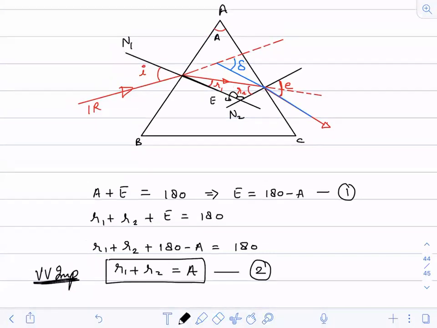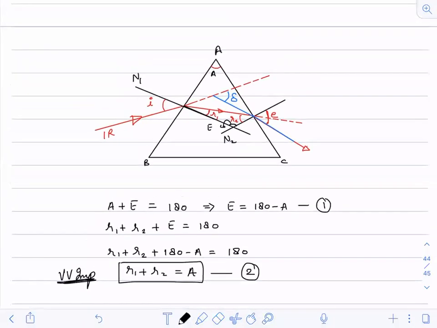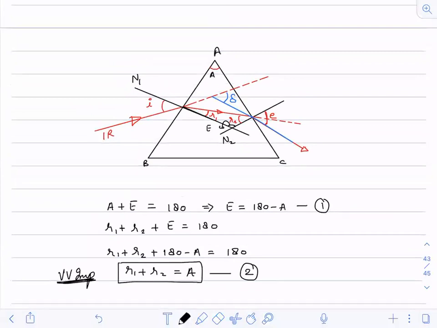Very, very important: the summation of both the angles inside the prism, the first refracted angle and the second incident angle on the surface, is equal to the angle of prism. So the summation of R1 and R2 is equal to what? Angle A. Have all of you understood this point?